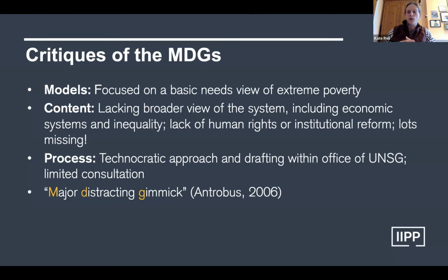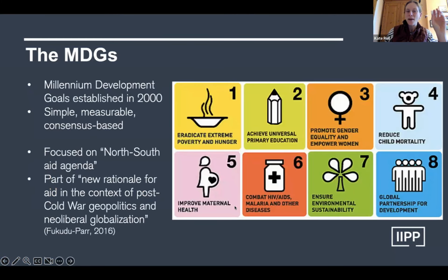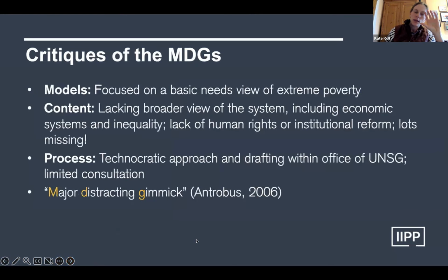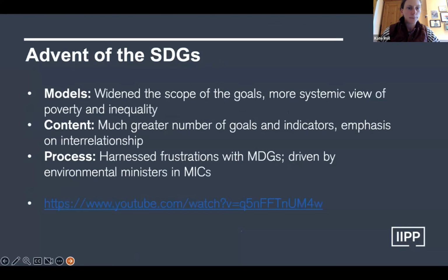There's also concern that it wasn't very systematic. Not so much concerned with economic systems and inequality, and there wasn't so much around human rights or institutional reforms. The 8 were really good, but they're not really taking a more systems view. And then the drafting was also highly criticized, because it was really centered with the UN Secretary General, with very limited consultation. People made fun of the MDGs, people rejected them, lots of critical work came out of that. Major distracting gimmick was what one critic called it, but it was a starting place. It was the seed for what we now know as the SDGs.